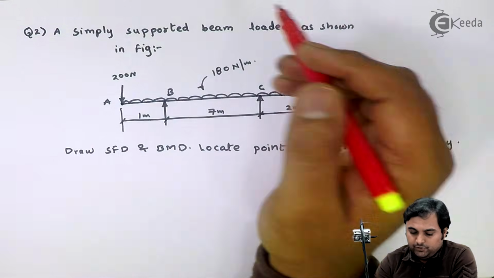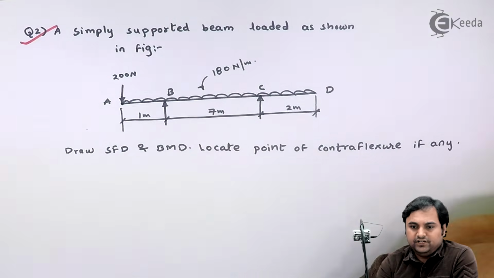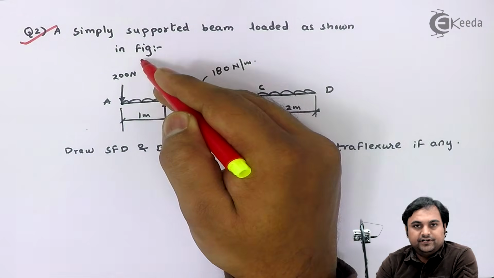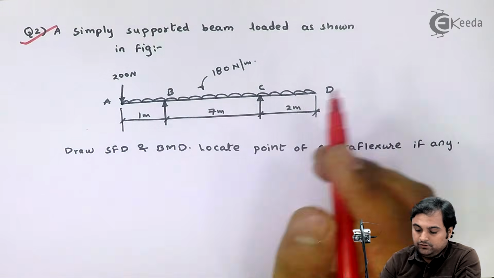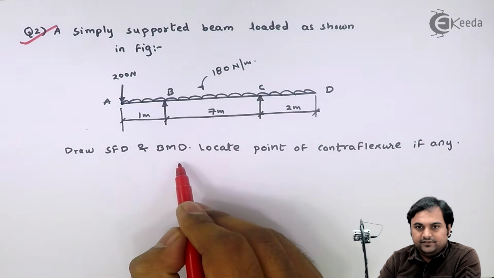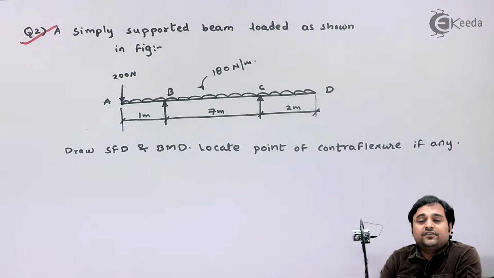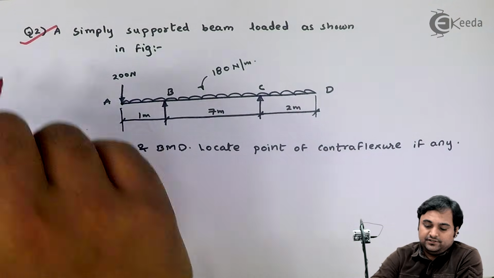Let's take question number 2. Here we have a simply supported beam loaded as shown in the figure. Draw SFD and BMD. Locate point of contraflexure if any. This is the question which we have in front of us.